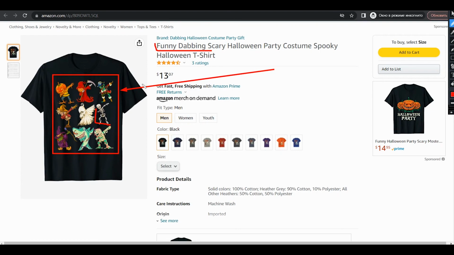So if you're able to make some dabbing designs, dabbing characters, you should definitely make them for Halloween, and with the right title, with the right keywords, you can also have good profit for this kind of design. So it was 5 different sub-niches for Halloween.